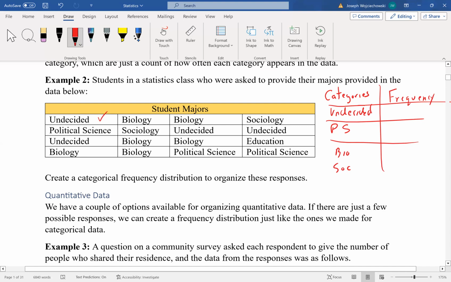So undecided, I have 1, 2, 3, 4. So that is the frequency. Political science, I have 1, 2, 3. Oh, I missed one, didn't I? Education. Okay, biology. 1, 2, 3, 4, 5, 6. Sociology, 1, 2, and education, 1. And there we have made our categorical frequency chart.